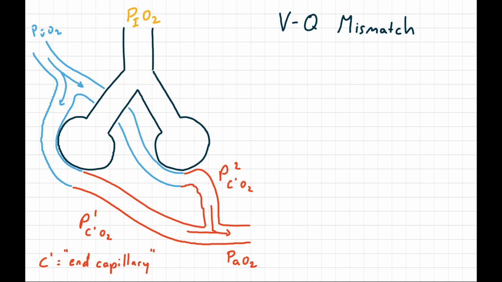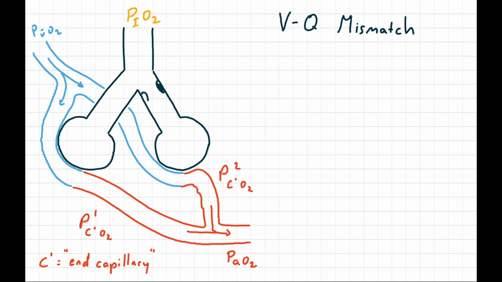Your pulmonary artery is now splitting into two pulmonary capillaries, each with equal blood flow. Each of these capillaries diffuses perfectly with its own alveolus, and then the end capillary blood from each, which is indicated by this C', recombines into our arterial blood. Now, what makes this model interesting and gives us the VQ mismatch that we're talking about is that even though these two lung segments are perfused equally with blood, their share of ventilation is quite different.